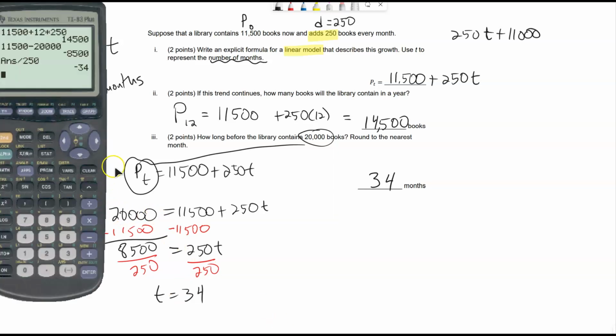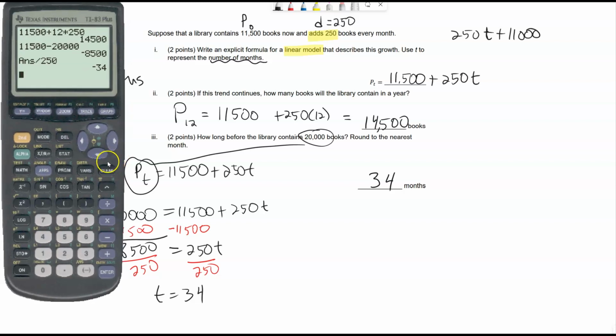With our calculator and the answer button, we could start off with 11,500, enter, and then answer plus the 250 books each month. This will be 1 month. To get to 1 year, that's 12 months. So 2, 3, 4, 5, 6, 7, 8, 9, 10, 11, 12. And now that's 12. Let's see how long it takes to get to 20,000.